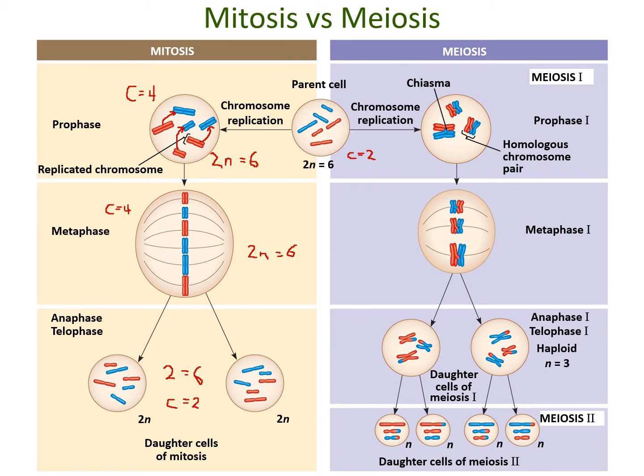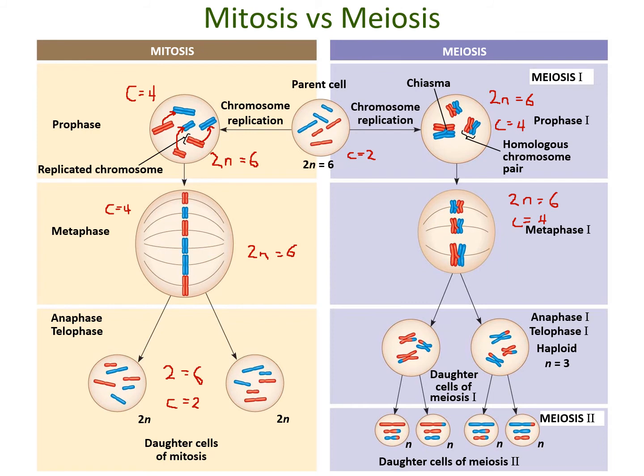Now, we still have a condition of 2n equals 6, and it's important to note that we are counting chromosomes. We aren't counting tetrads. So we still have a value of 2n equals 6, and we have a value of c equals 4. At metaphase, still the same. Nothing has actually changed at this point. So 2n equals 6, c equals 4.